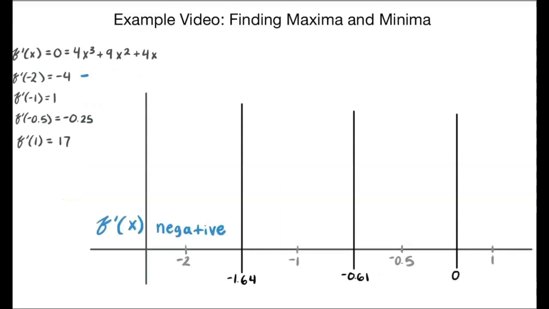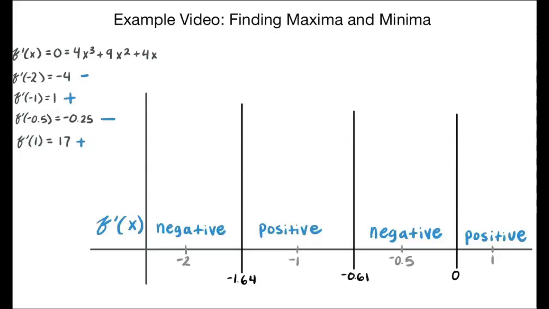Based on this, we know that from -infinity to -1.64, the first derivative is negative. From -1.64 to -0.61, the first derivative is positive. From -0.61 to 0, the first derivative is negative, and from 0 to infinity, the first derivative is positive. We know this to be true because the graph can only change behavior where the first derivative is equal to 0 or undefined. In this case, we had no undefined points.